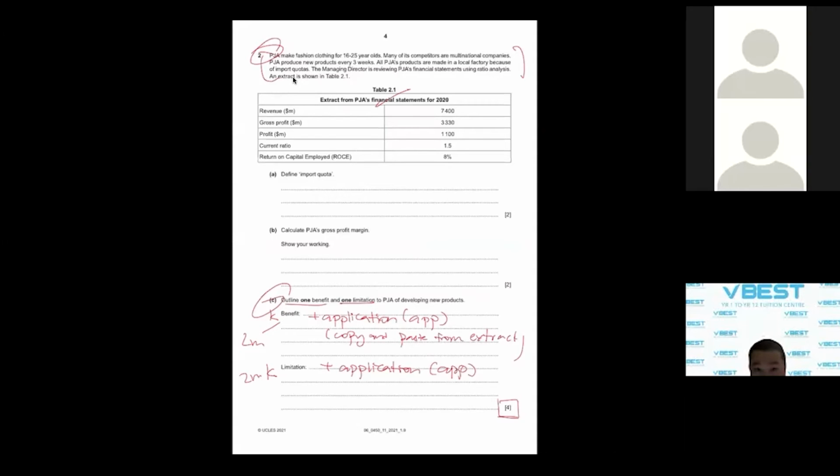And for your application, you cannot repeat the same application in the same question C. After you write your benefit application, for your limitation application you need to extract another one. You cannot repeat using the same one. So you need to use 2 different applications for this question C. So this is another style of asking, where they ask you for 2 knowledges and then with 1 application each.